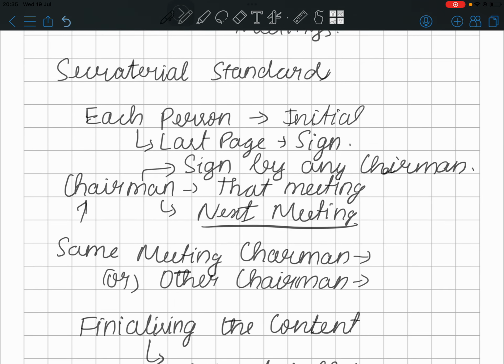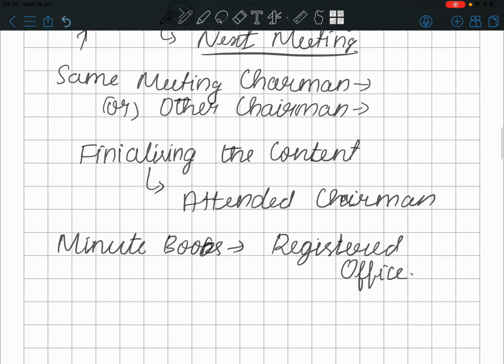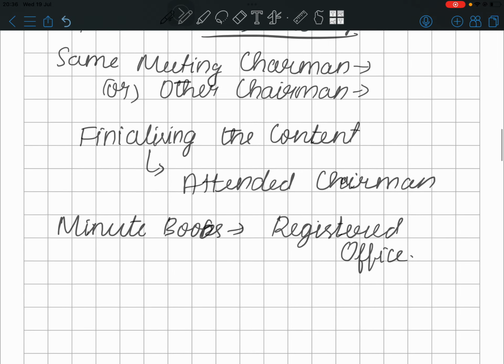Who can sign it? The current chairman of the meeting or the next chairman of the meeting can sign. Then who can validate the things which happened in the meeting? Only the chairman who attended the meeting can validate. He says, I validate all the data given in the minutes. That matter can only be finalized by the chairman who attended the meeting.